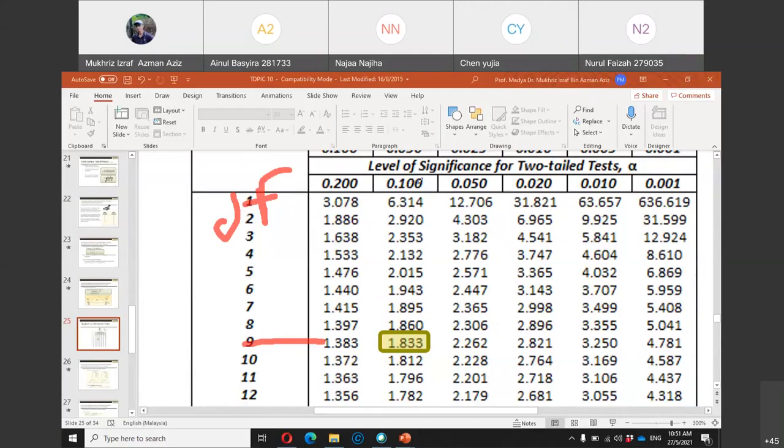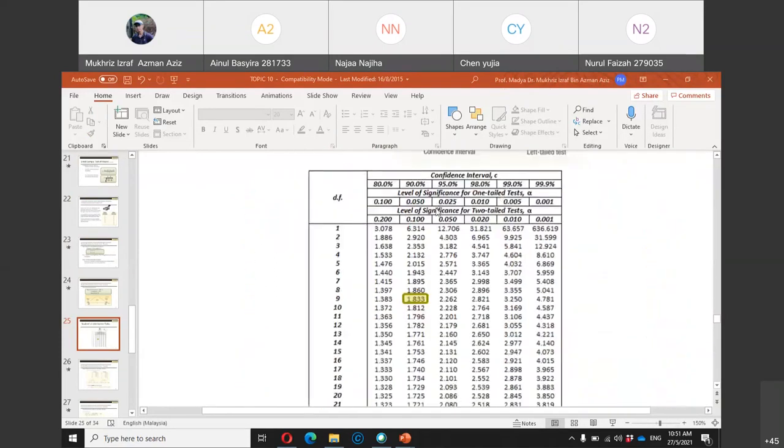And then 10%, not 1%. Remember that in your T table you have the one-tail test and the two-tail test, so you need to refer to the two-tail test part here, not the one-tail test. If you refer to the one-tail test at 10%, it will be this column here, so instead of using 1.833, you might use 1.383, which is wrong.